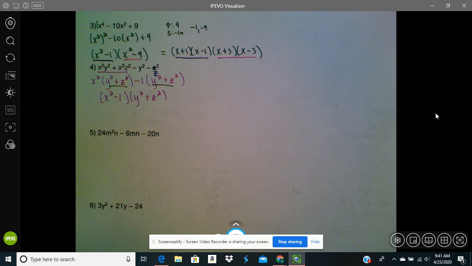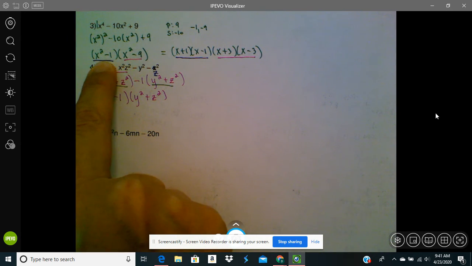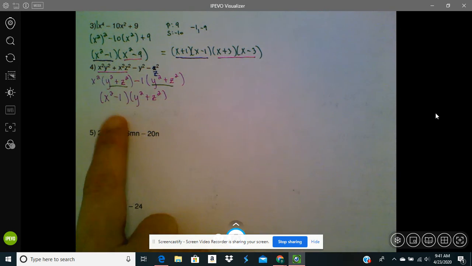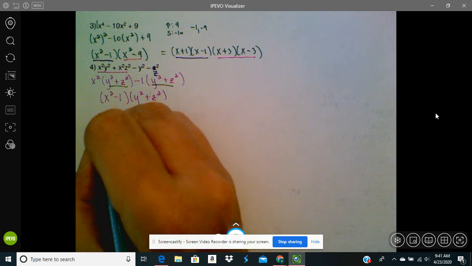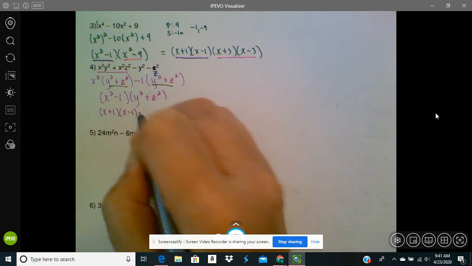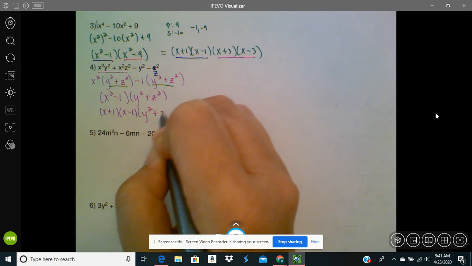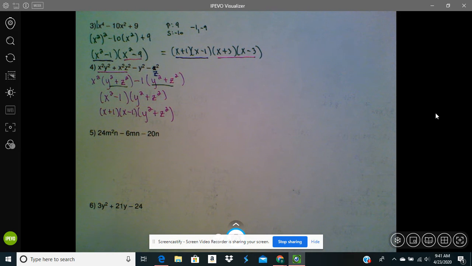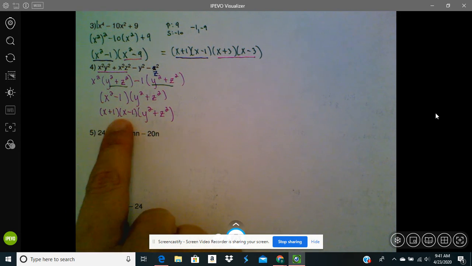And goodness, look at what's directly above it. Remember that x squared minus 1 broke down? It's going to happen here too. So we're going to get x plus 1 times x minus 1. And then we're left with y squared plus z squared. And guess what? I've got that broken down.